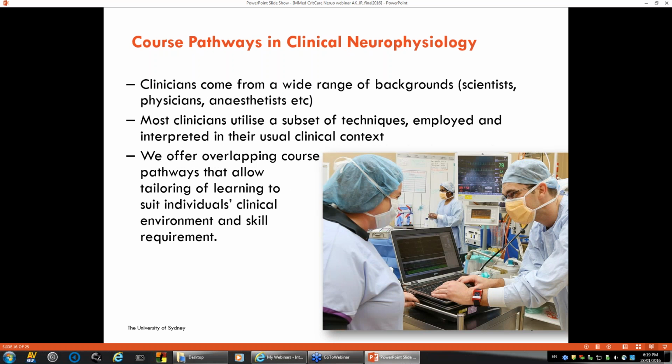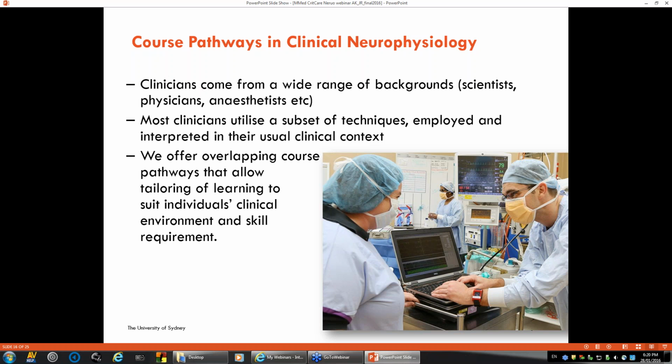Due to the fact that the potential applicants and the clinicians who work in neurophysiology come from a wide range of backgrounds, we've had to provide a course structure that is not all-encompassing, but certainly makes allowances for different backgrounds and for different areas of employment.